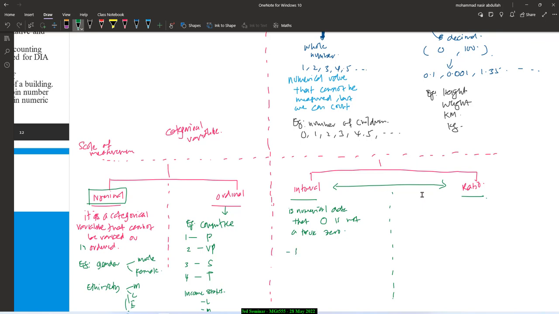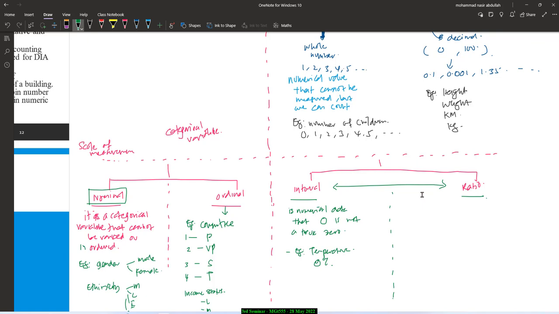For example, temperature. 0 Celsius doesn't mean there is no temperature there. So, no, right? 0 Celsius means the freezing point, right? So it is not that there is no temperature there. It means something else. 0 Celsius means something else. So it's not a true 0. So it lies under interval scale.